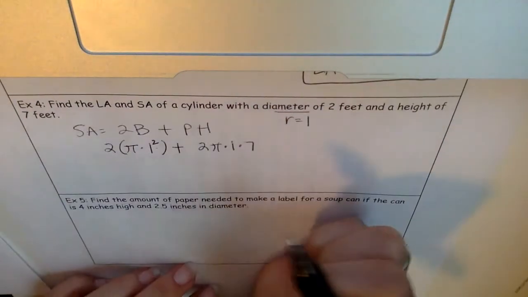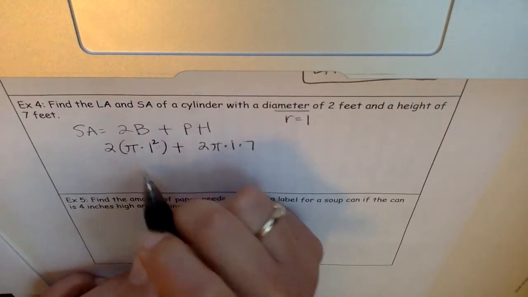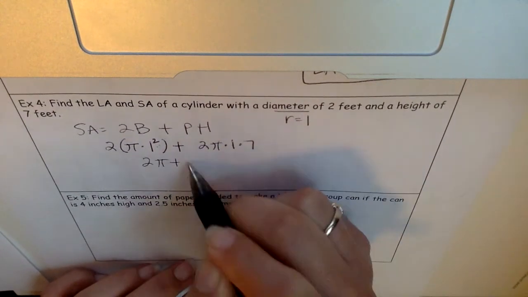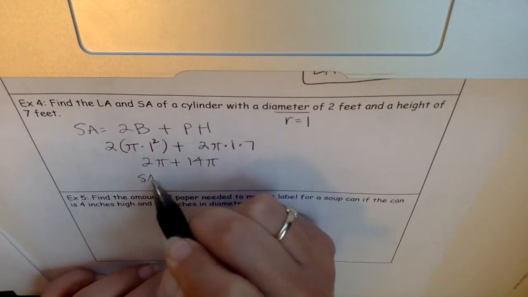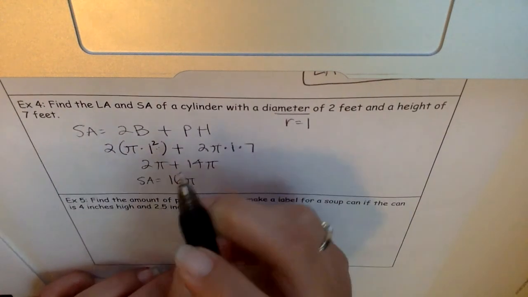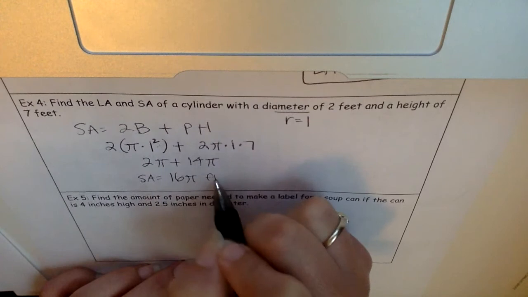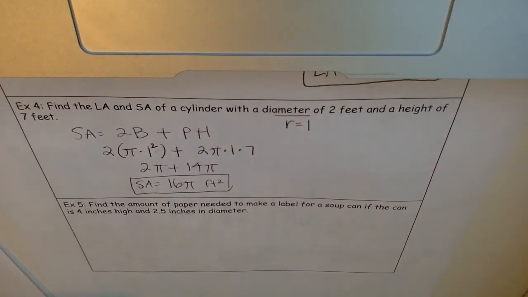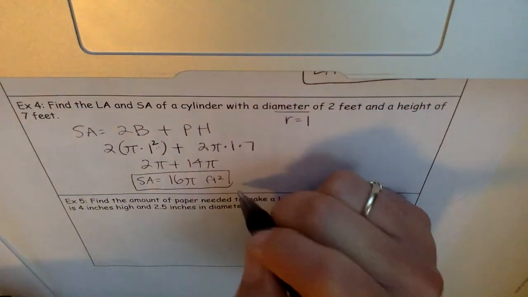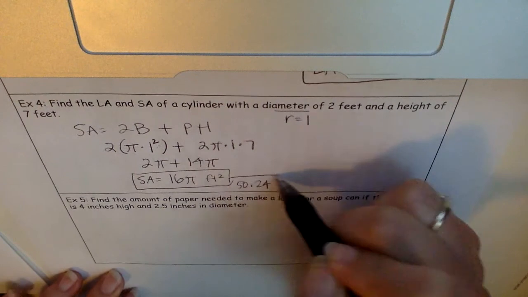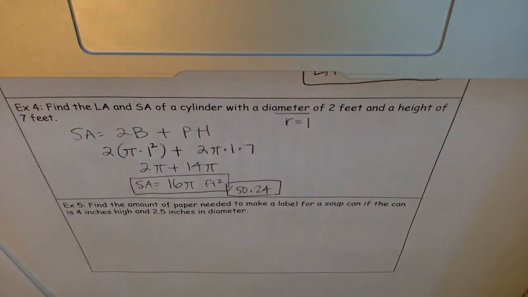You can leave it in terms of pi, so 2 times 1 squared is 1, so this would be 2 pi. 2 times 1 times 7 is 14 pi, and my surface area would be 16 pi. I added 2 plus 14 to get 16 feet squared. That would be my surface area. Now, if you wanted to actually multiply that out, then you would multiply 16 times pi, and it's also 50.24 if you wanted to multiply it out. Either way, I'm fine with.